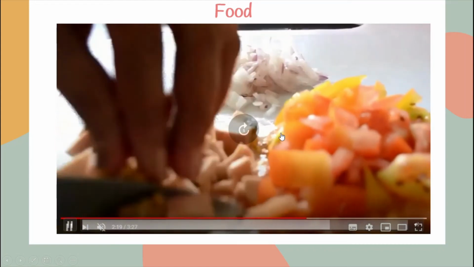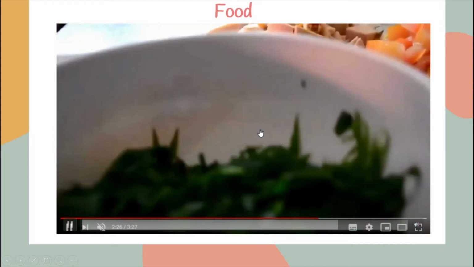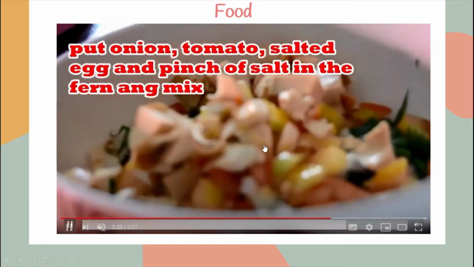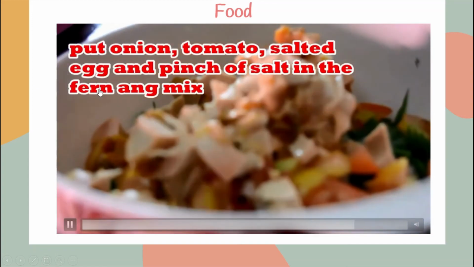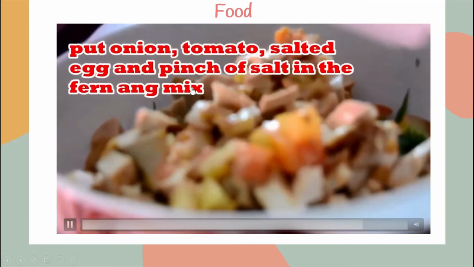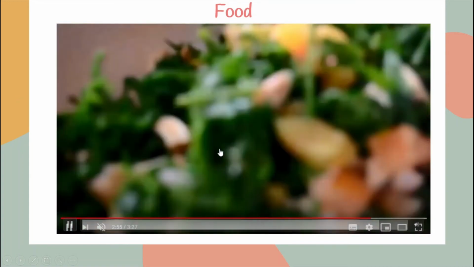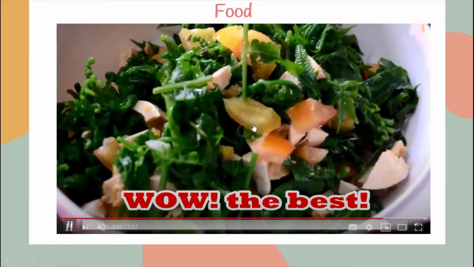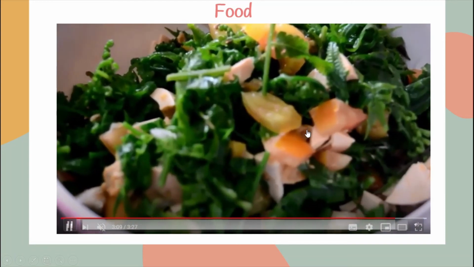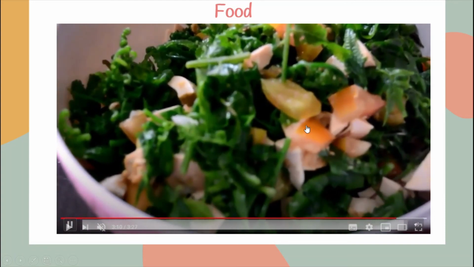Maybe some of you want to watch it until the end. As you can see, maybe some of you want to try. It's very easy to make, just with some onion, tomato, salted egg, a pinch of salt and fern, and that's all you need. Pako salad. That's it for the pteridophyte dishes.